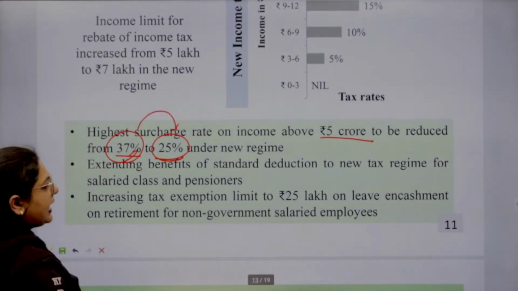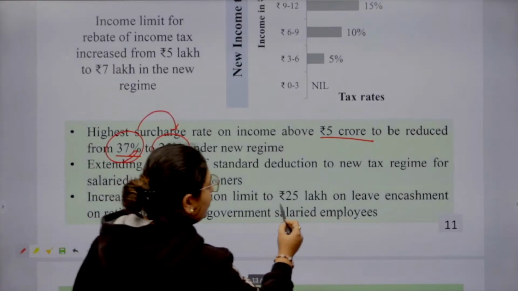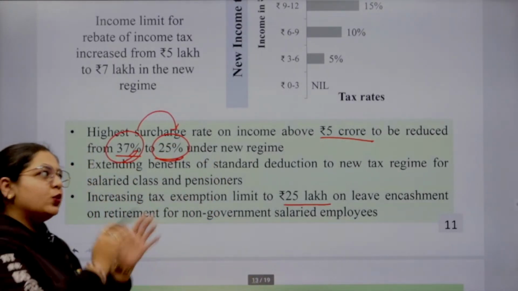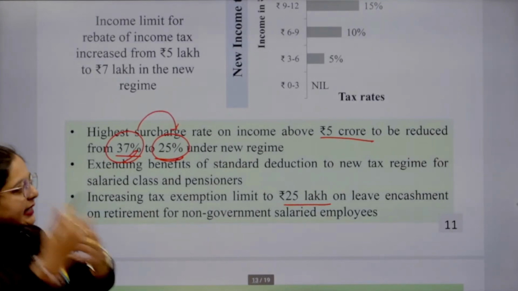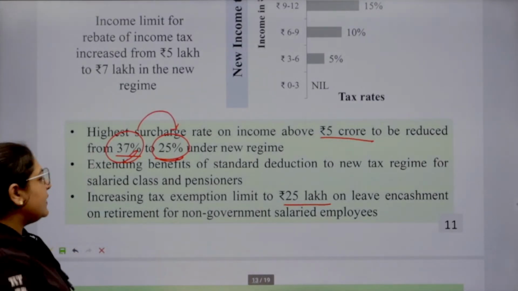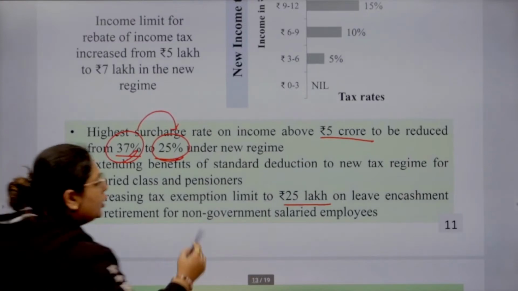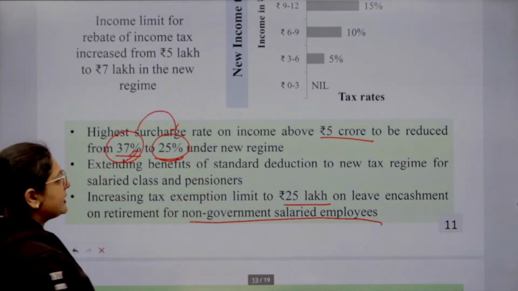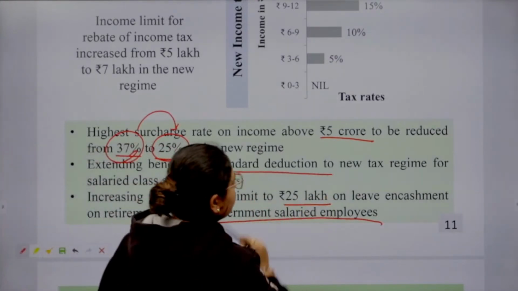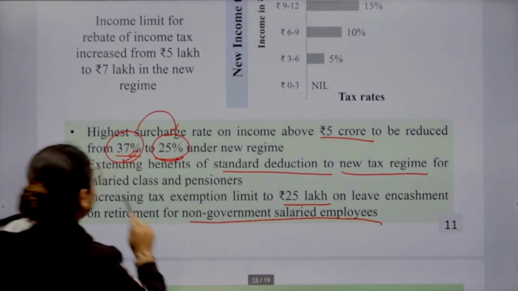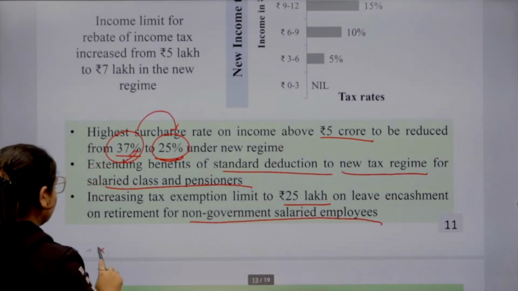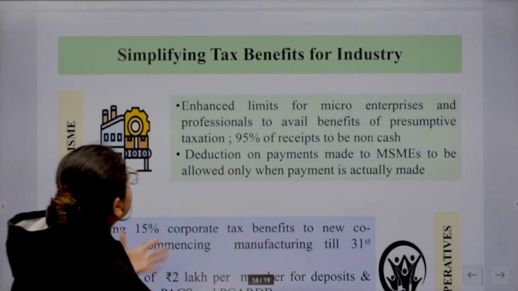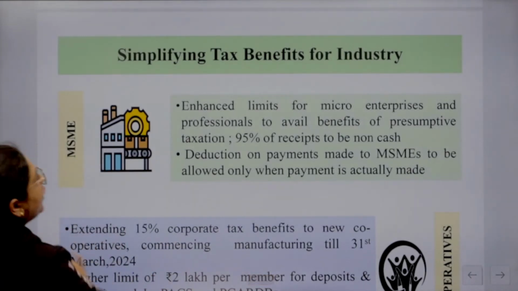Even the tax exemption limit on leave encashment on retirement of non-government salaried employees has been increased from 3 lakh in 2002 to 25 lakh in 2023. Even there are some extended benefits of the standard deduction to the new tax regime for all the salaried class and the pensioners, right? Then next, simplified tax benefits for the industry.